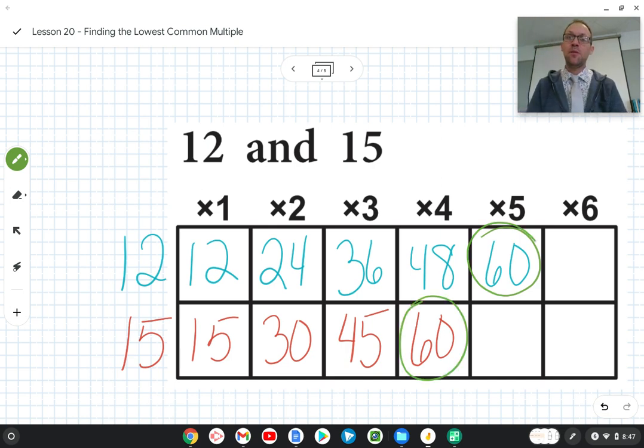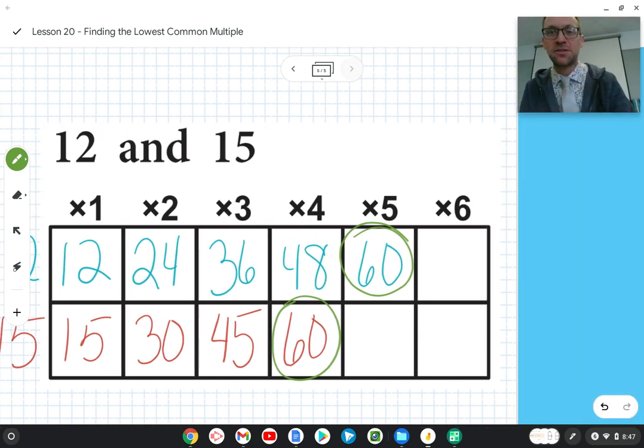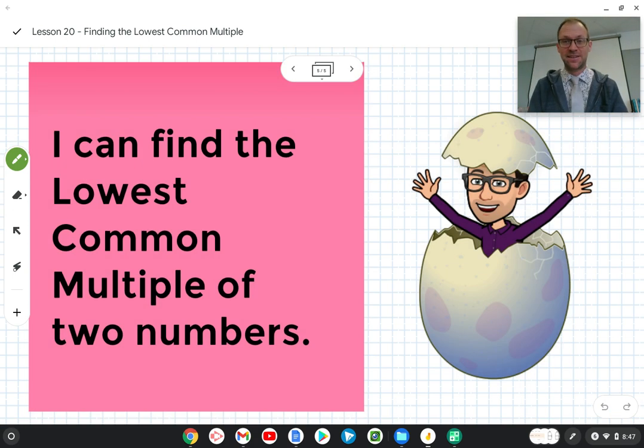We've done it. We found common multiples for 3 sets of numbers. And that is the work you're going to do today. You're going to find the lowest common multiple for sets of numbers. Tomorrow, we'll apply this to the method of using lowest common multiples to add and subtract unlike fractions. Today's learning target is I can find the lowest common multiple of 2 numbers. Let's do this, and let me know if you need help.